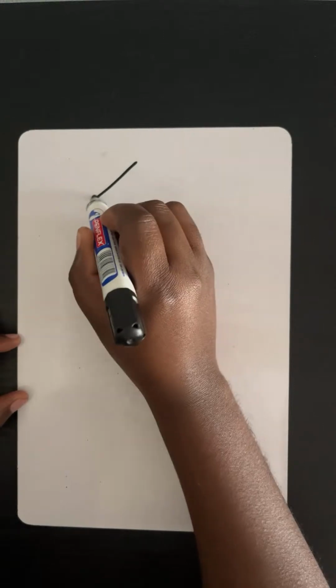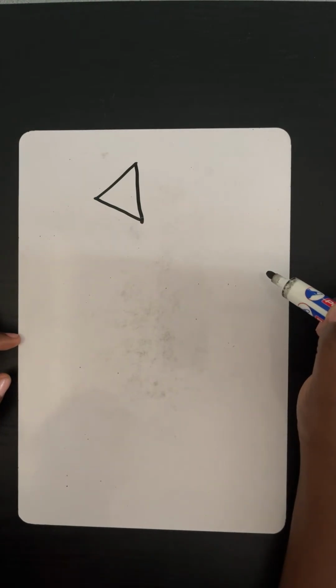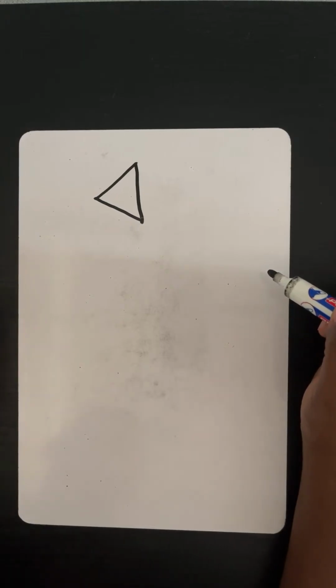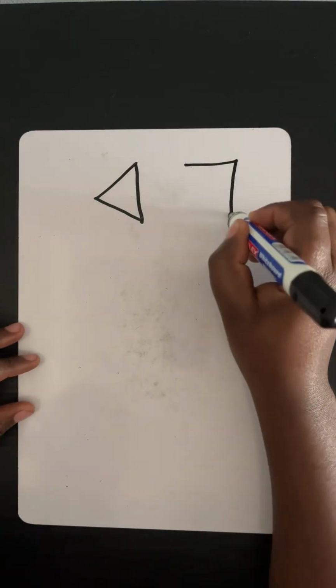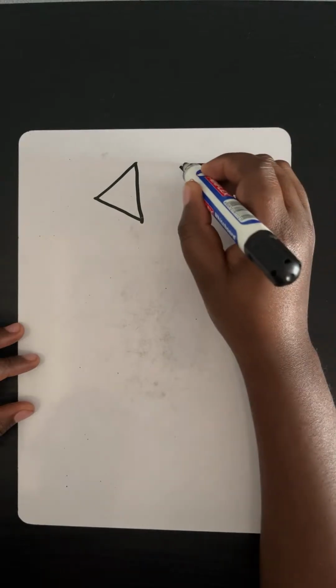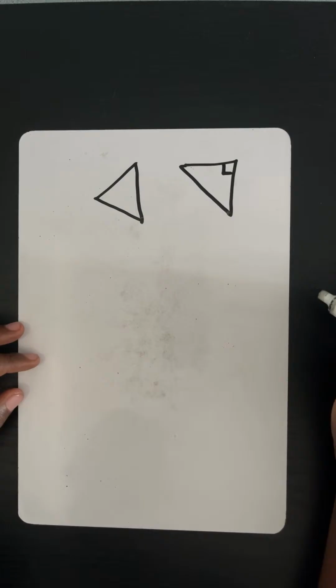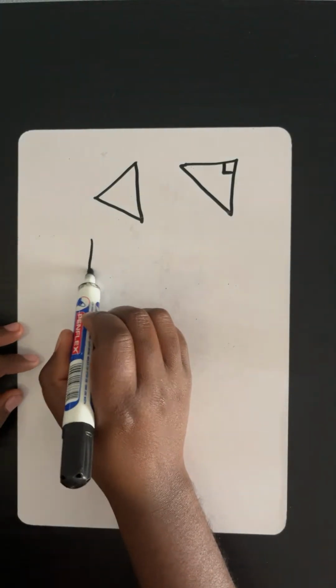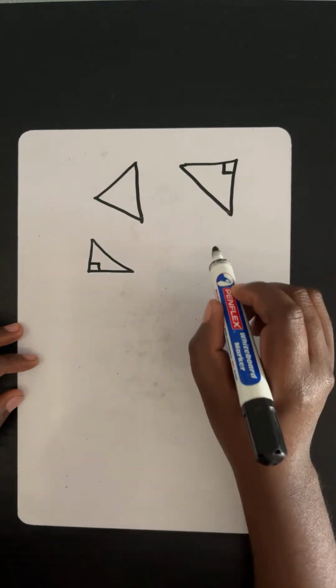Let me start by saying this is a triangle, but it is not a right angled triangle. I'm not guessing. There is something that should tell me whether a triangle is a right angled triangle or not. It can only be a right angled triangle if it has that corner with the box, which is a 90-degree angle. So it doesn't matter how it is drawn. As long as it has that, it is a right angled triangle.